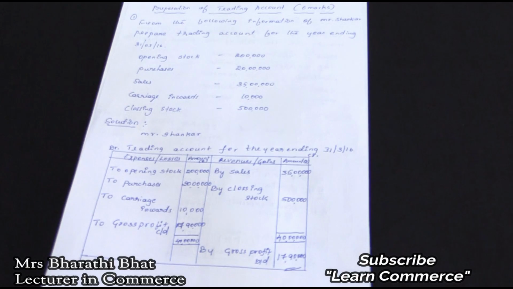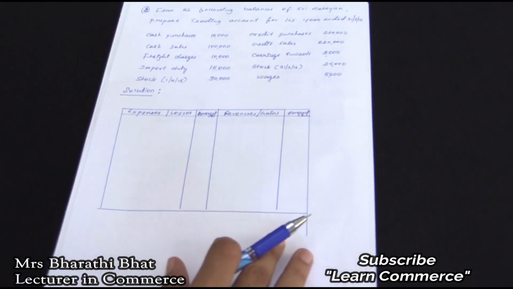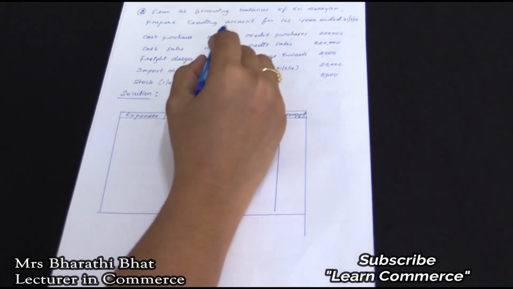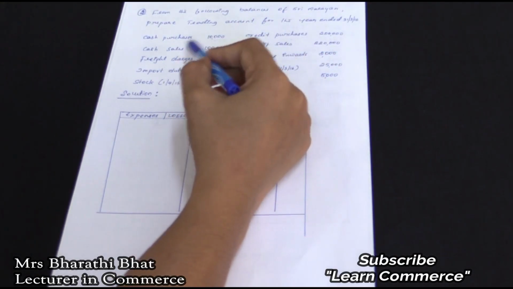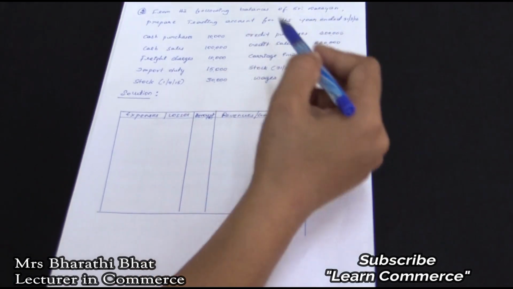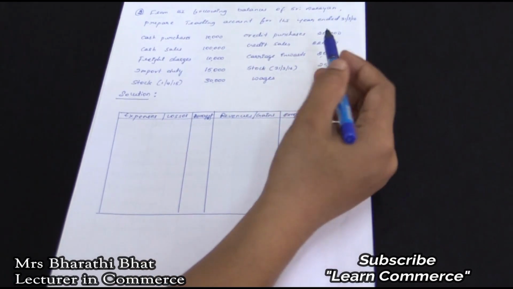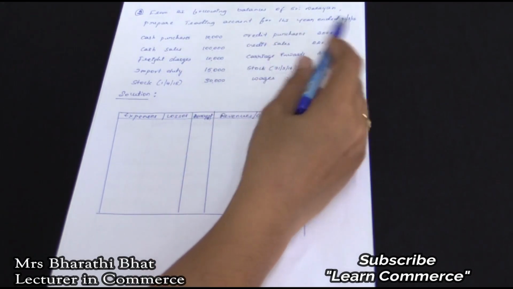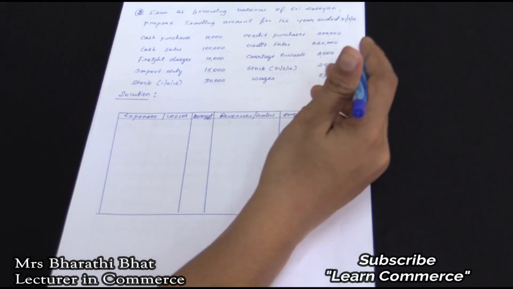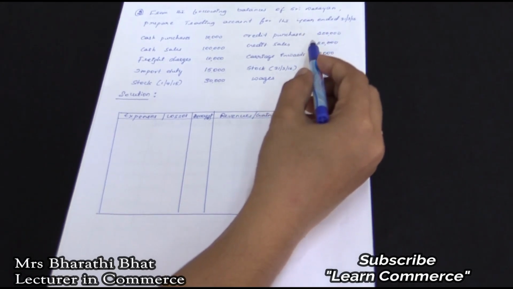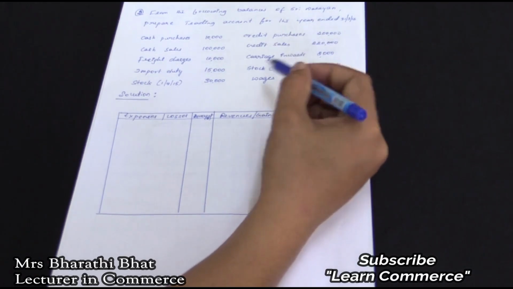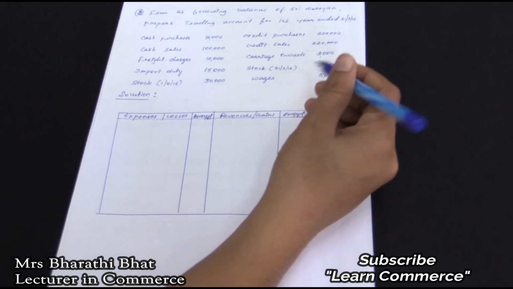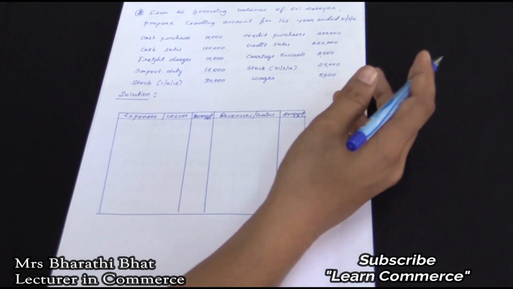Let's see another question. From the following balances of Sri Narayan, prepare trading account for the year ended 31st March 2016. Here many informations are given. Let's see what informations are given. First one, cash purchase 10,000, credit purchase 20,000. We can record cash transaction and also credit transaction in the trading account or profit and loss account. There is no differentiation.